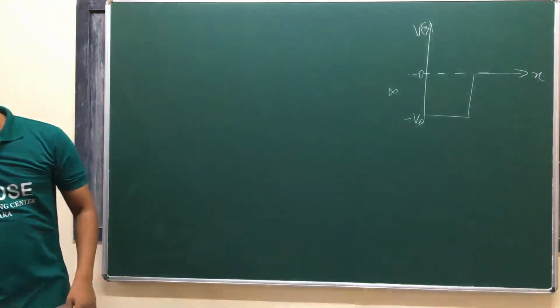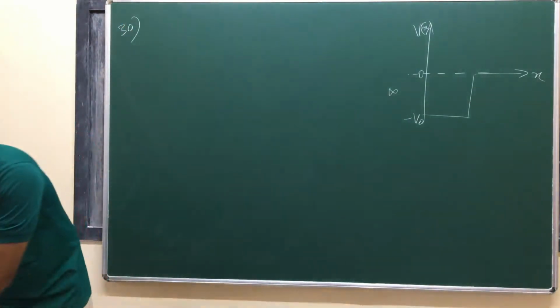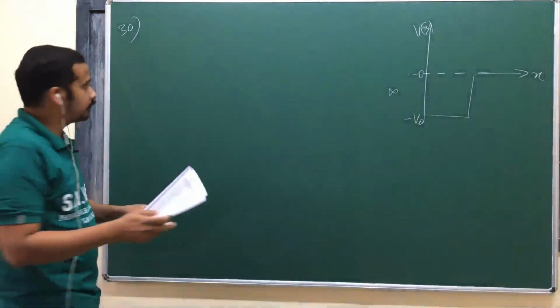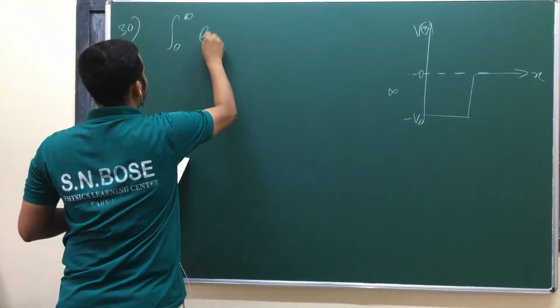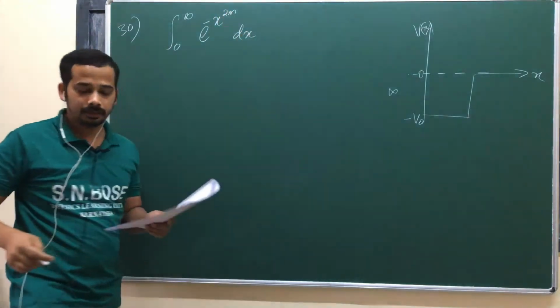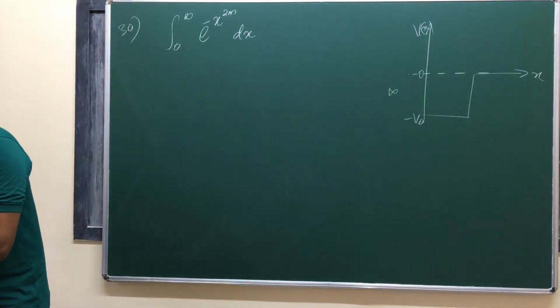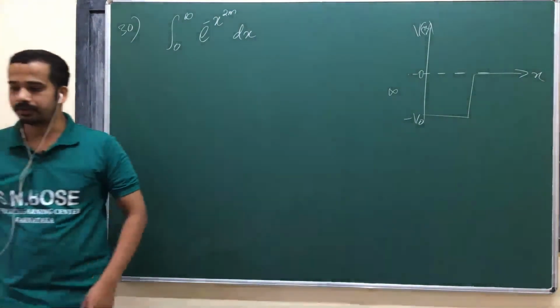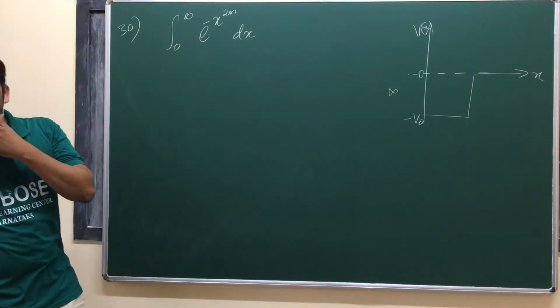Okay, this 30th question. Why I'm saying this one is simple is, he has given the integral from 0 to infinity of e power minus x power 2m dx. Am I right? And he's asking what is the value of this integral, where m is a positive integer.